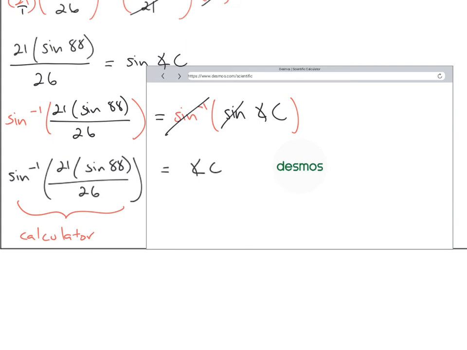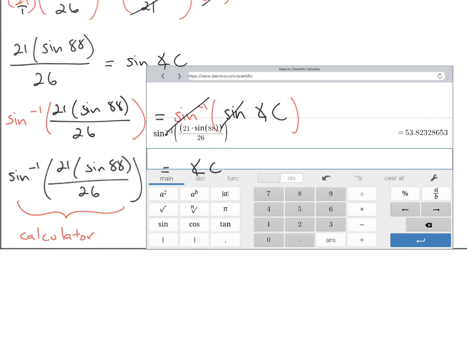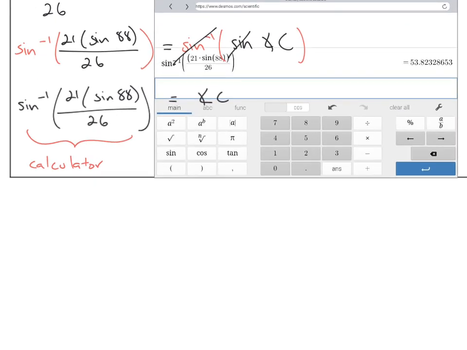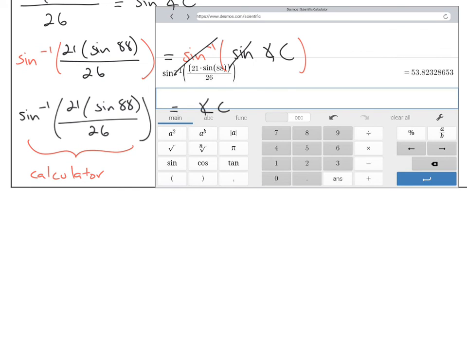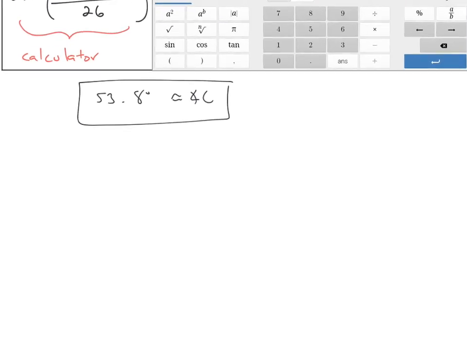If I want to see if I need to round up to 53 and 9/10, or do I leave it as 53 and 8/10, I look at the 2 next to the 8. And because it's a 2, we're going to leave our answer as 53 and 8/10. So, angle C is approximately 53 and 8/10 of a degree.